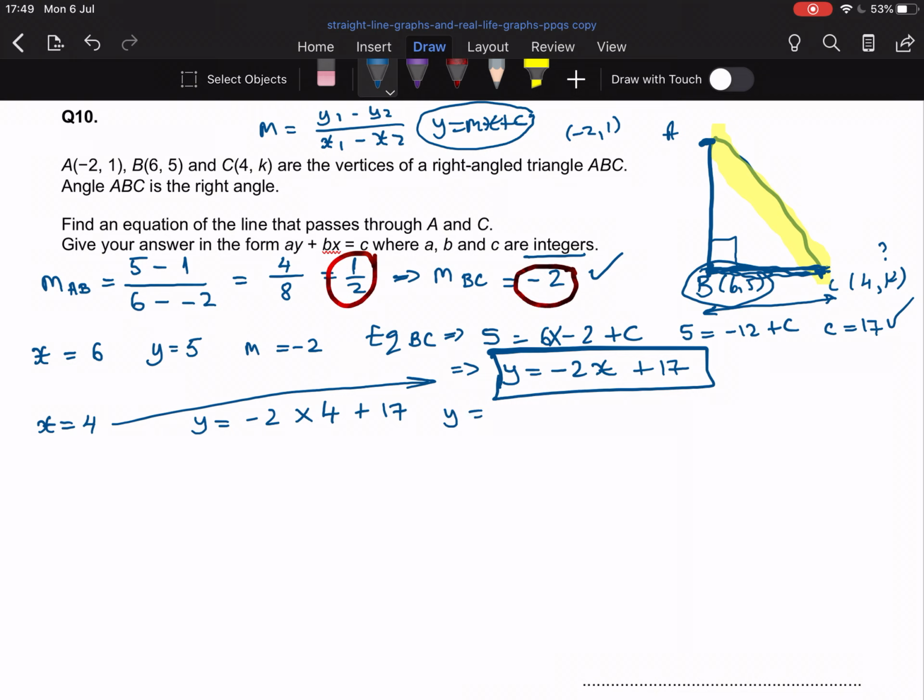So y equals minus 2 times 4 is minus 8 plus 17. I'm getting that's a positive 9.